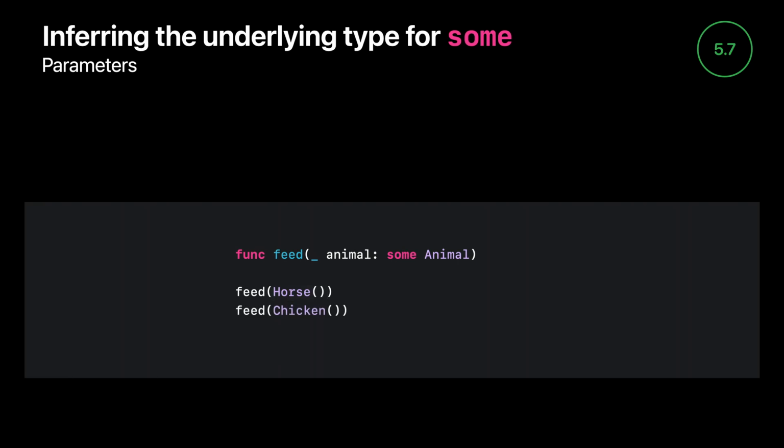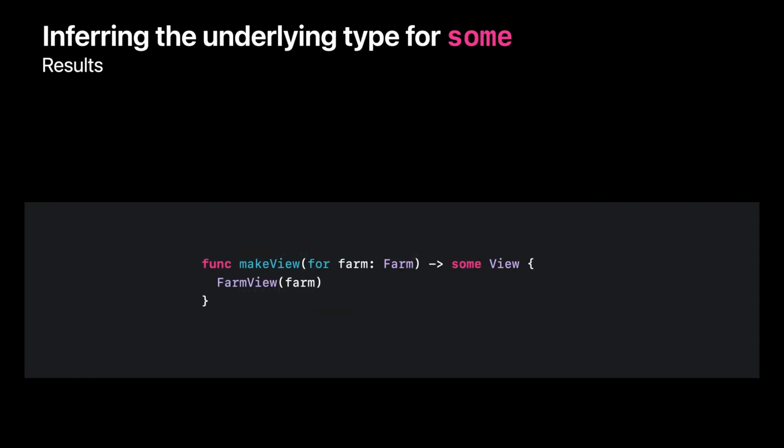The underlying type only needs to be fixed for the scope of the parameter, so each call can provide a different argument type. For an opaque result type, the underlying type is inferred from the return value in the implementation. A method or computed property with an opaque result type can be called from anywhere in the program, so the scope of this named value is global.